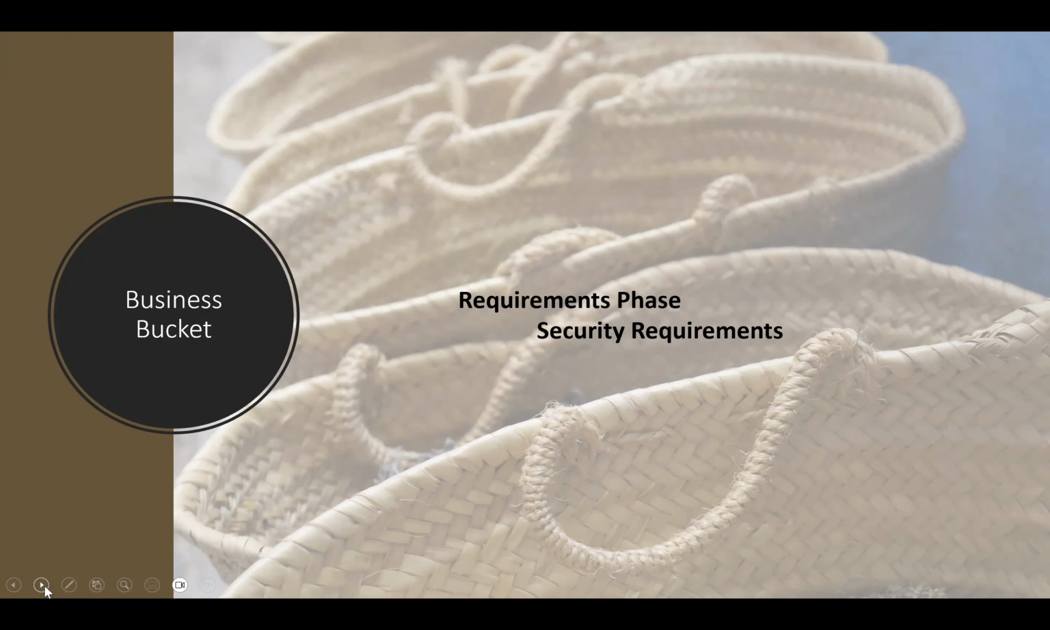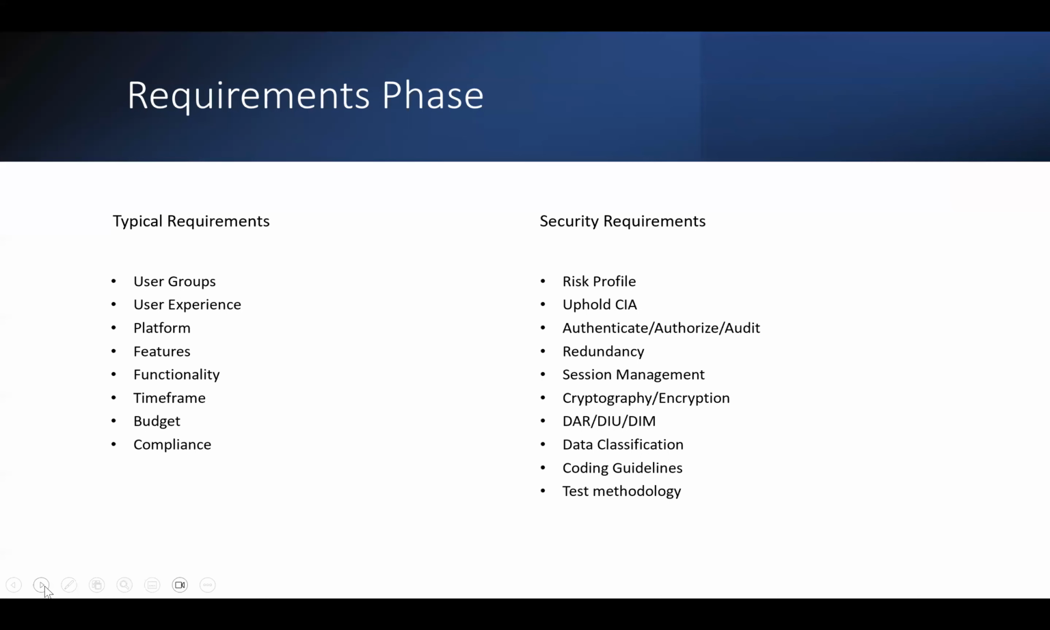This brings us to the business bucket. It contains the first phase, which is the requirements phase. So with the secure SDLC, we have to expand the requirements checklist beyond just business and compliance requirements. We have to include security and privacy requirements as well. Business requirements only identify things like user groups, platforms, features, functionality, and compliance requirements are set by regulatory bodies like HIPAA, NYDFS, GDPR, CCPA, SOX, etc.